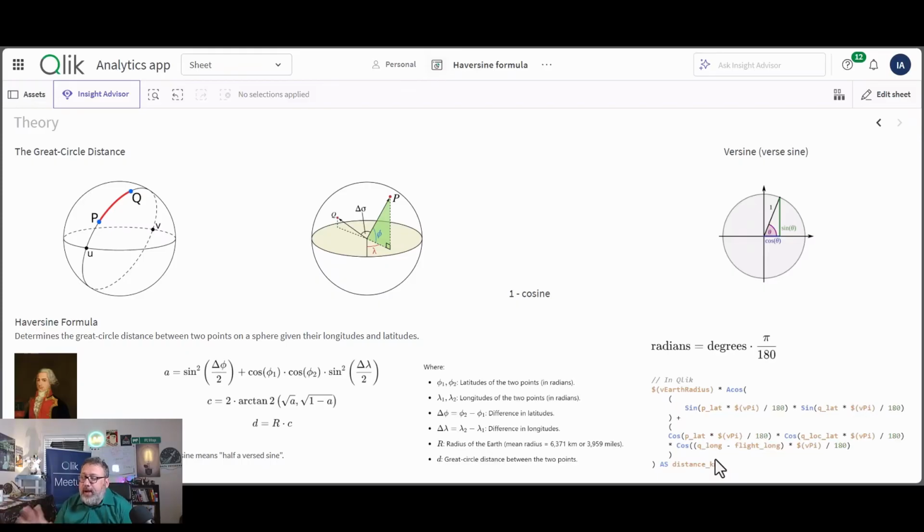Great. Now, how do I implement it in Qlik? Well, just this formula. Let's take a better look at it. Basically, the inputs are the longitude and latitude for those two points, P and Q: P latitude, Q latitude, P longitude, Q longitude, etc. Pretty simple. But instead of P and Q, I have flights and secure locations. So easy.